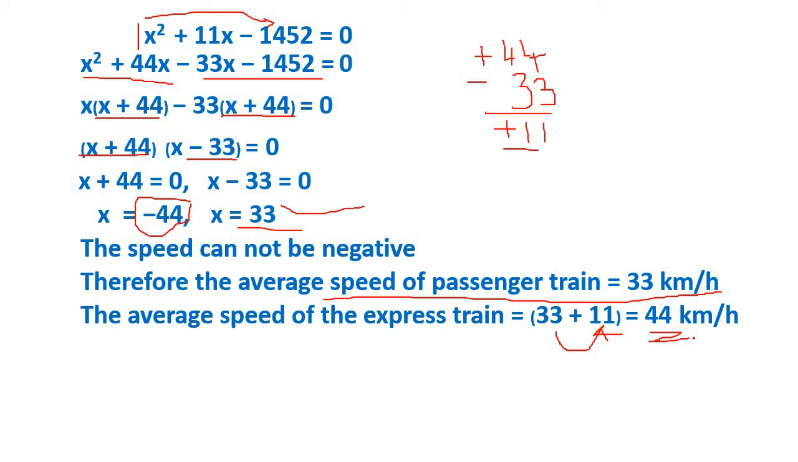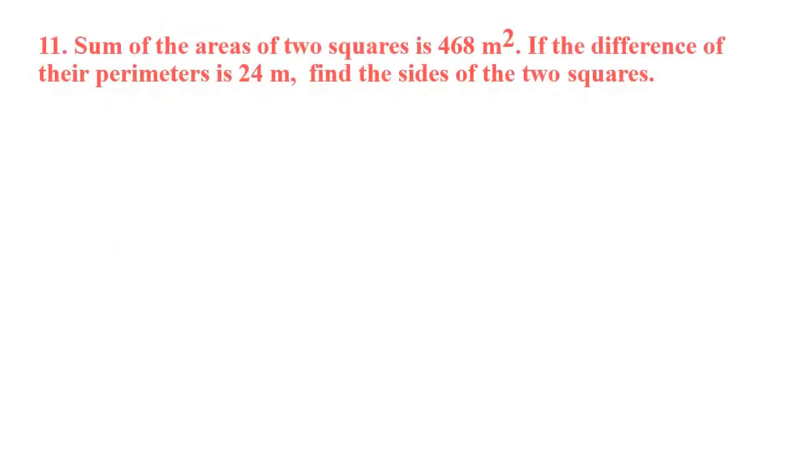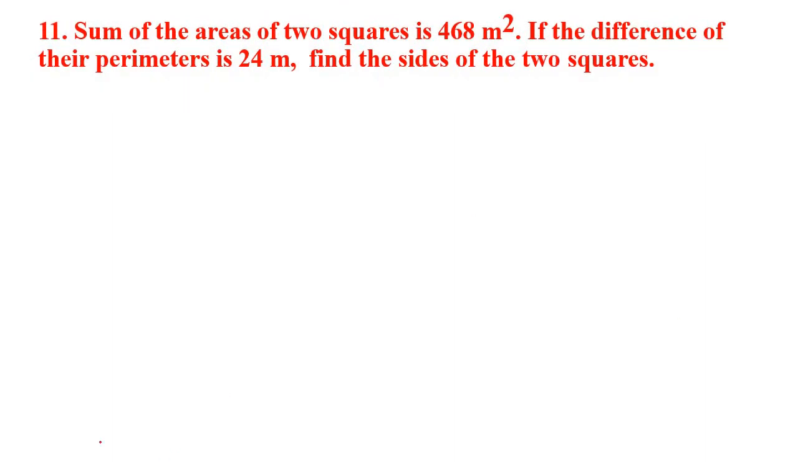Now let us move to the next problem. The sum of the areas of two squares is 468 meter square. If the difference of their perimeters is 24 meter, find the sides of the two squares. Here, the sum of the areas of the two squares is given, which is 468 meter square, and the difference of their perimeters is given. So we have to find the sides of the two squares.